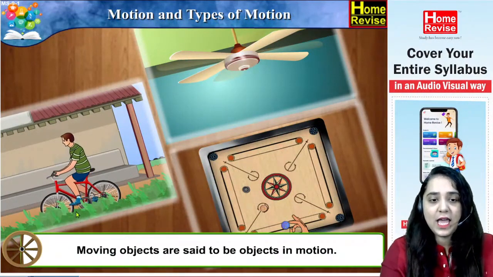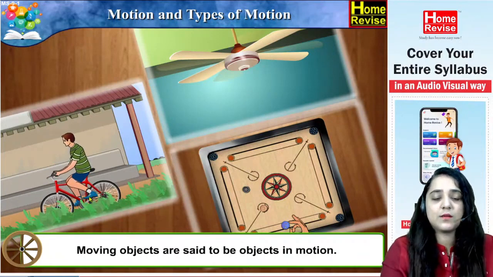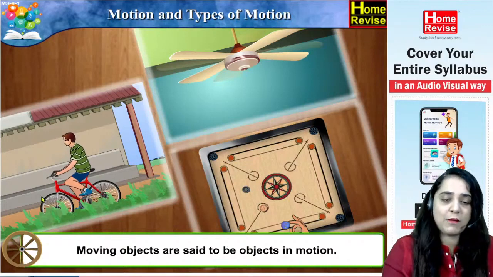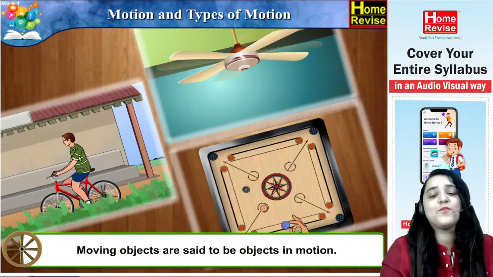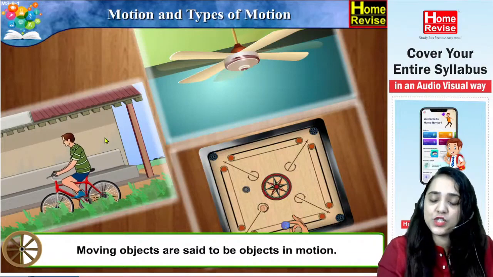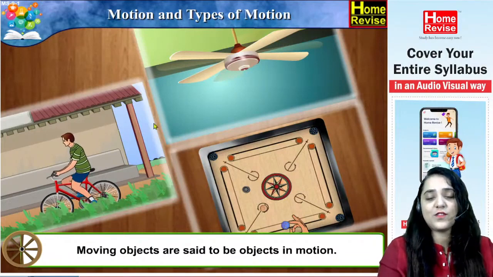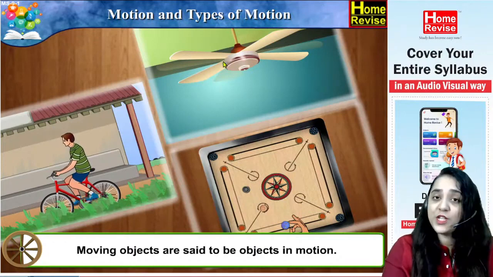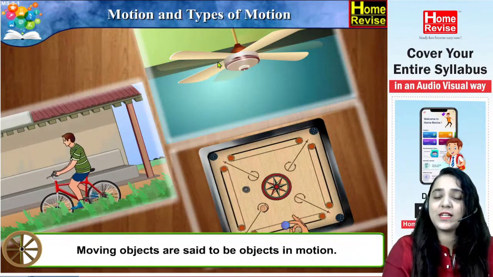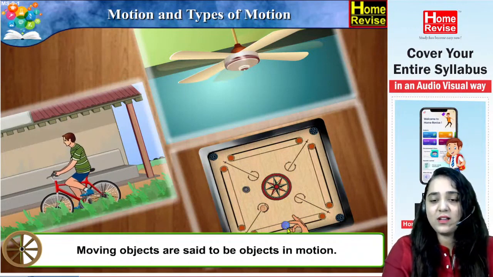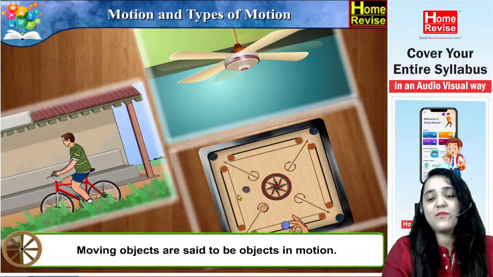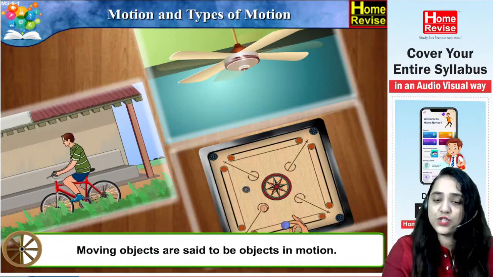Yes. Please pay attention. See, as you see this bicycle, yes, this bicycle is moving. This object is moving from one place to other. So we call it as a moving object. The object is in motion. This fan, the blades of the fan, this fan is moving. Yes, so as the fan is moving, the object is moving, we call it as object is in motion. Now see the striker. If I hit the striker, it will move from all the corners of the carrom. So yes, the object is moving. We call it as it is in motion.